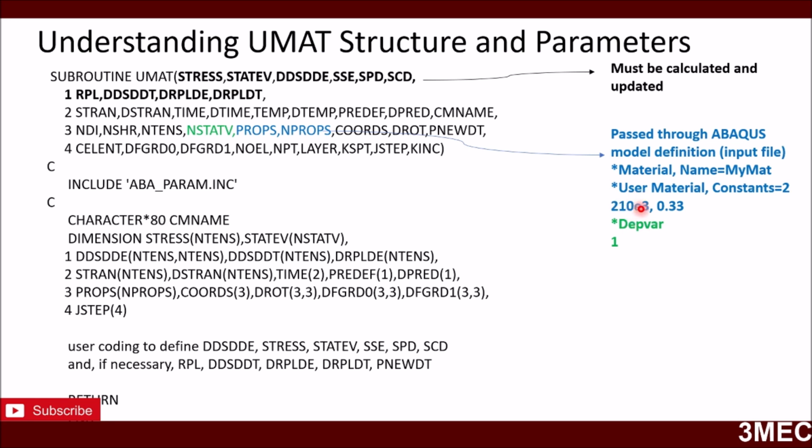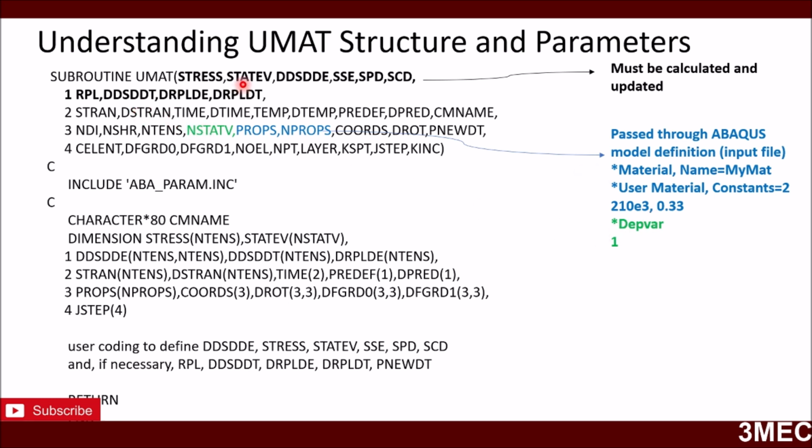Again, ABAQUS doesn't know what these values are by default, because these will be allocated or defined in your user material subroutine. So here you see props and nprops, which are these properties here. In this case, we have two properties, so nprops will be 2, and props 1 and props 2 will be these quantities when ABAQUS reads the input file.